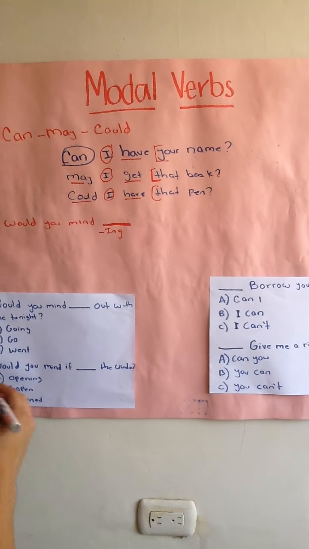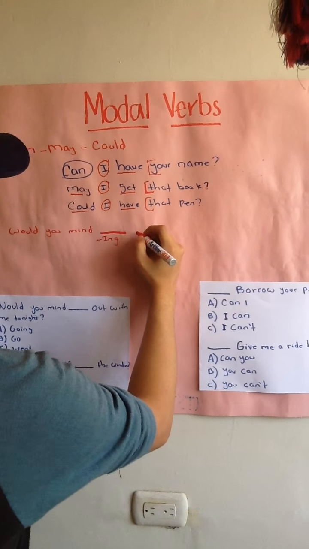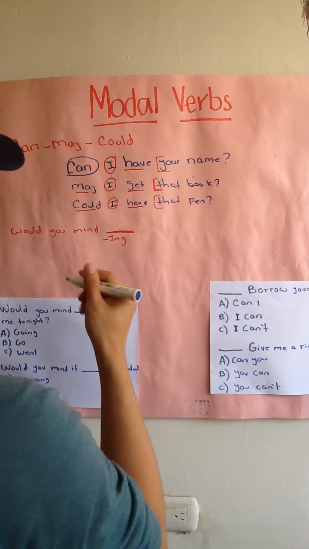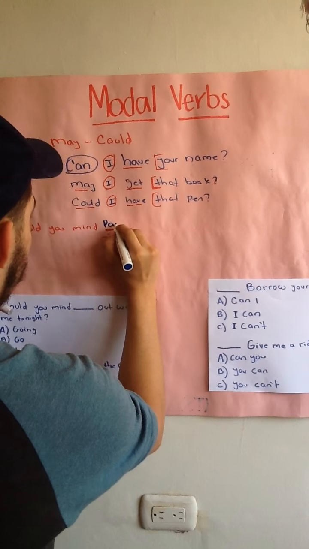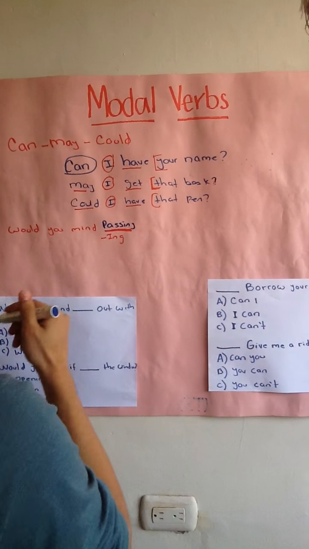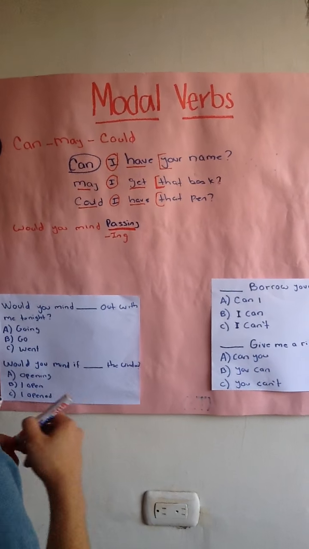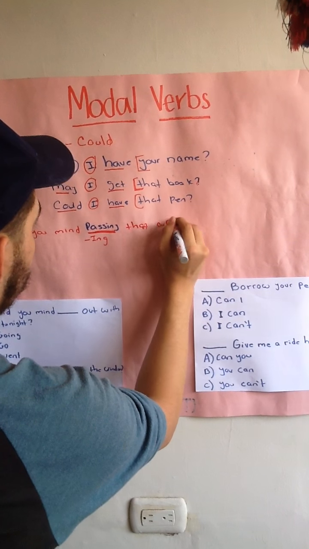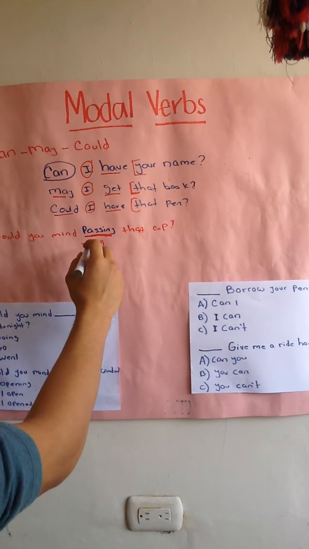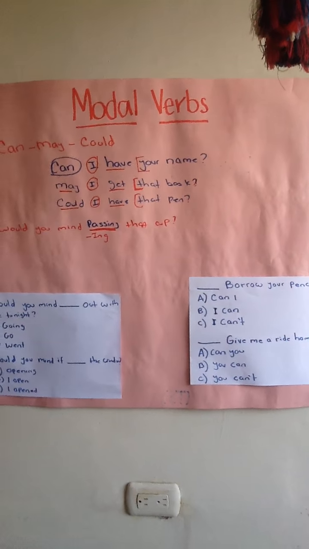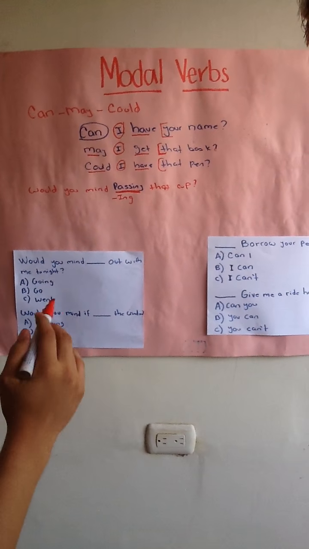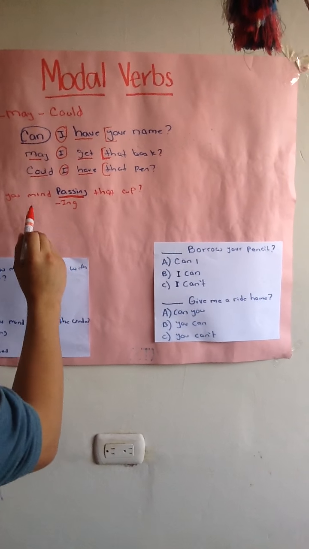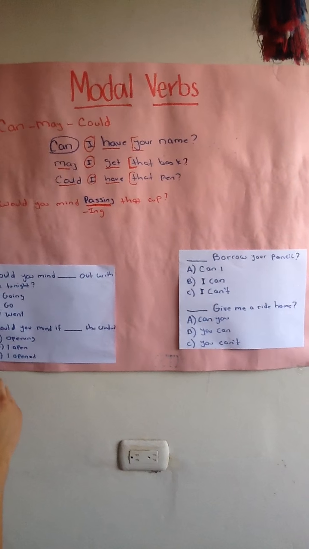For example, I'm going to use the verb pass. Would you mind passing that cup? That is an example. Keep in mind that once we have would you mind, we need to use the verb in ing form.